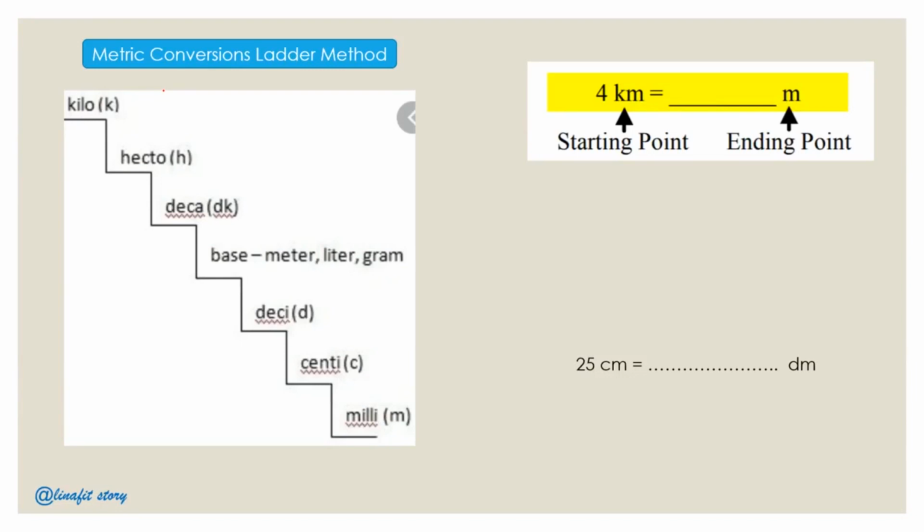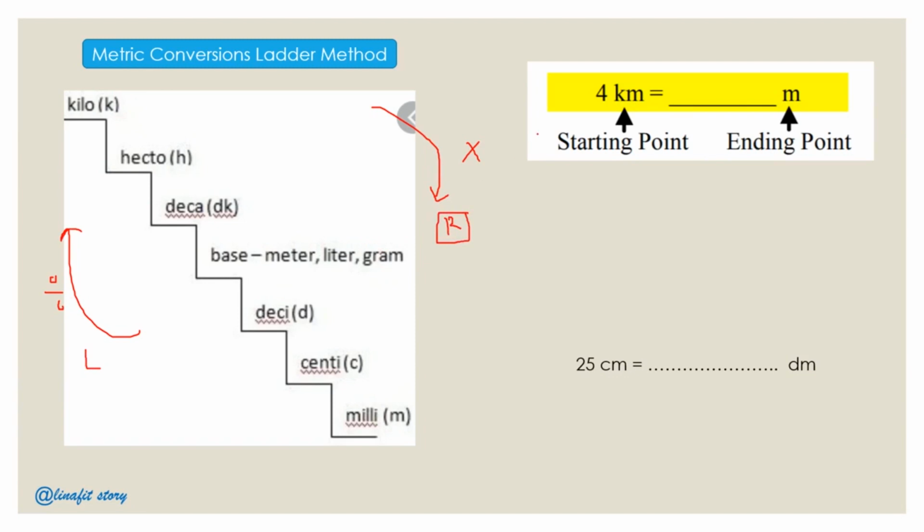Metric conversions ladder method. The metric system is a system of measurement that uses the meter, liter and gram as the base units of length, volume and mass respectively. As you go down the steps, multiply by 10. And as you go up the steps, you divide by 10. Or, for every step up the staircase, move the decimal point to the left. And for every step down the staircase, move the decimal point to the right.